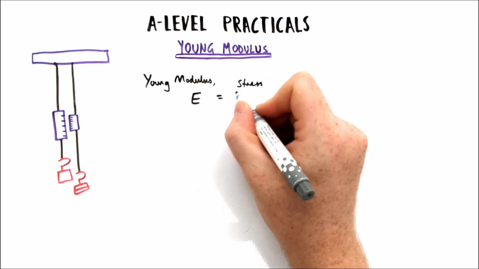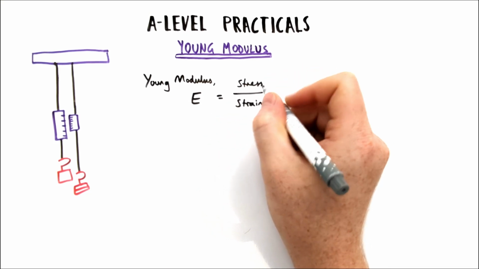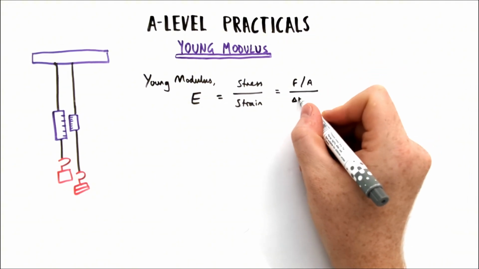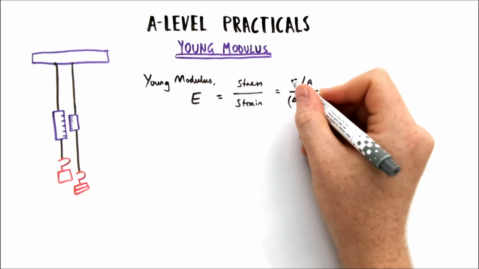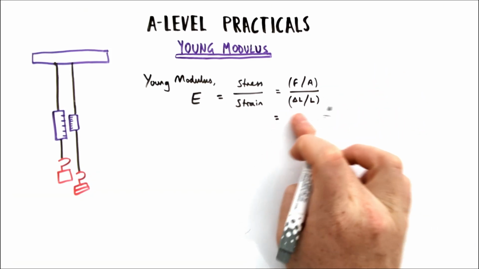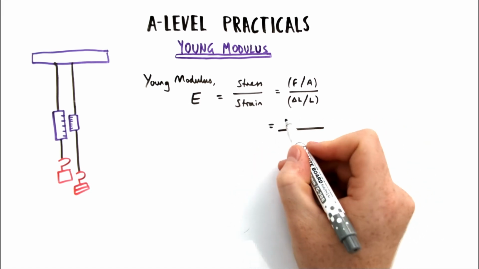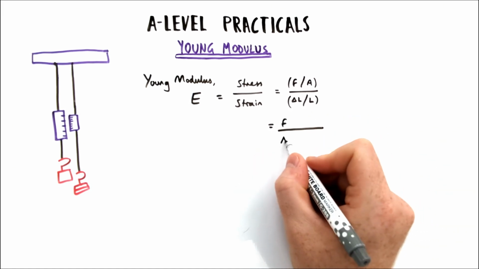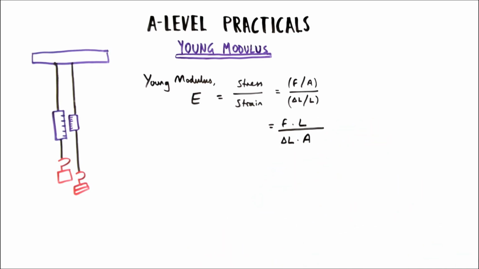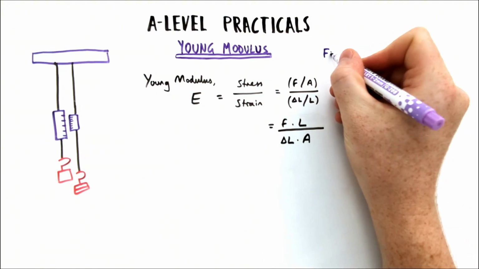We usually use a capital E for it, and the Young modulus is defined as the stress per unit strain exerted on a material. Stress is the force per unit area, and strain is the extension per original length. If we combine those two equations together, we see the A drops down, and the L at the bottom goes to the numerator. So we're left with force times the original length divided by the extension times the area.